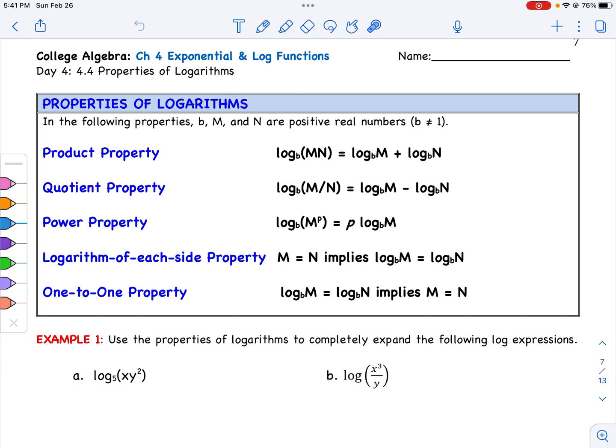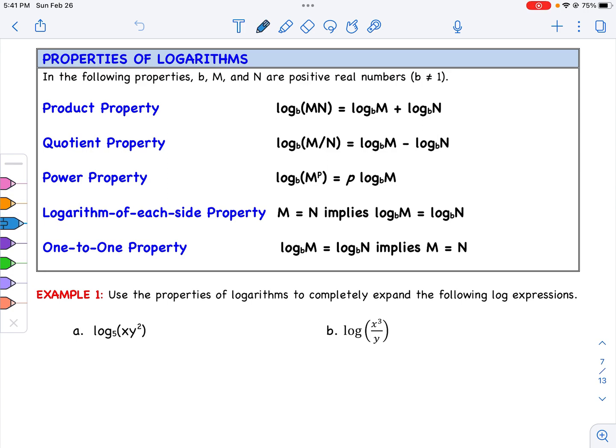For example 1, use the properties of logarithms to completely expand the following expressions. So we're going to do a lot of the power, quotient, and product property to expand this to be a long expression. So first thing I notice is that we're multiplying. So if I multiplied my arguments, that means I really added them together.